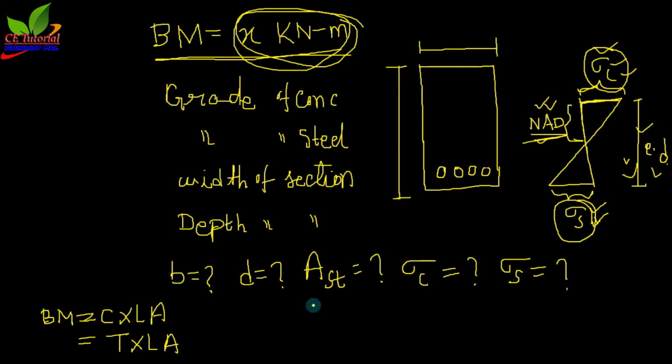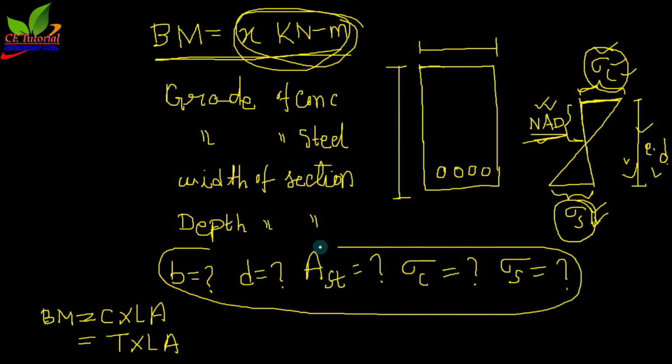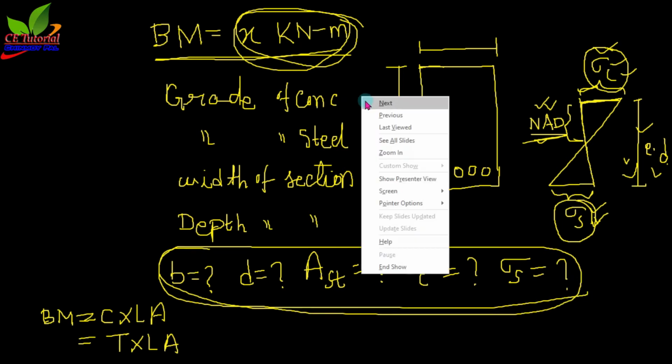Okay, so how can you design this particular section? You have to calculate all those parameters, and all those parameters are unknown. So first of all, what you can do, you can fix the width of the beam. Okay, width of the beam you can fix. How can you fix that?